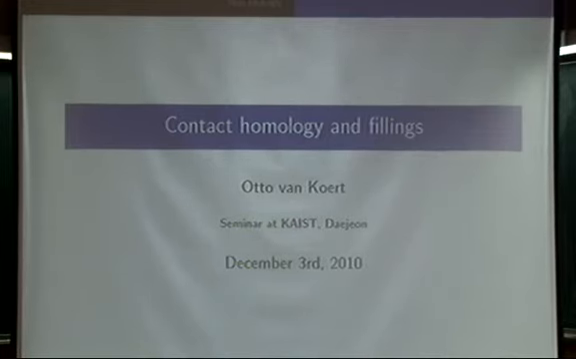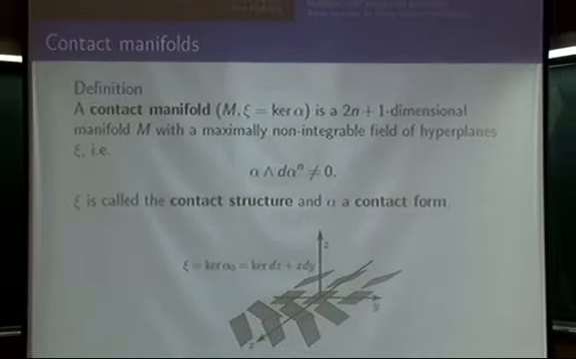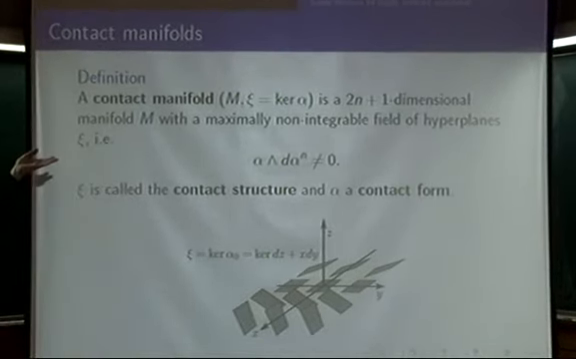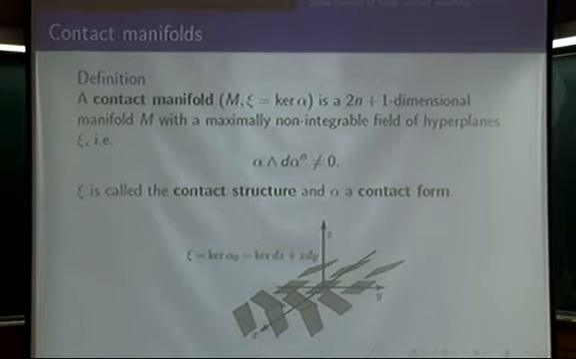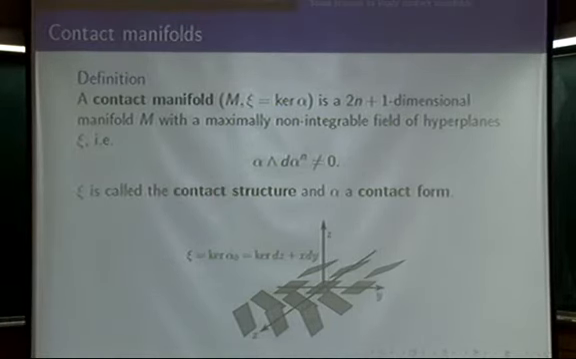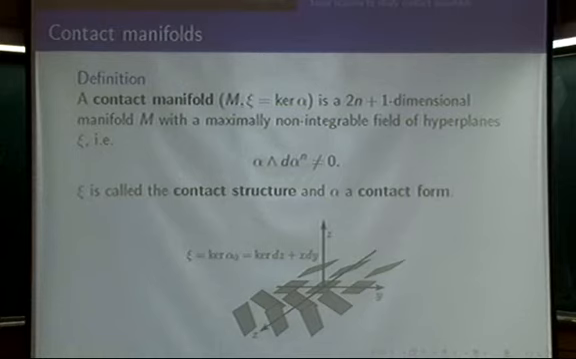No problem. Okay, so let's start with the definition of contact manifold. A contact manifold is an odd-dimensional manifold with a maximally non-integrable field of hyperplanes. Usually you say it in this way: the field of hyperplanes is psi, and locally you can describe it as the kernel of a one-form alpha, and this one-form alpha should satisfy this non-degeneracy condition. Geometrically it just means that this field of hyperplanes, well, here's an example, twists in a certain way. This field of hyperplanes psi is called the contact structure, and alpha is called a contact form.